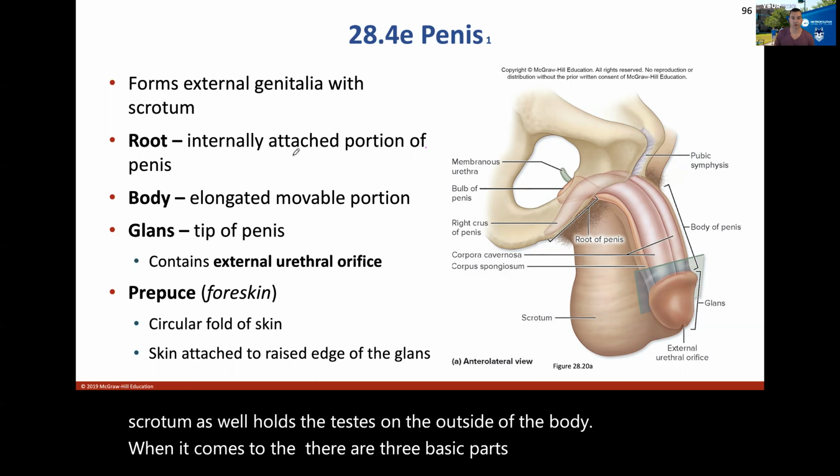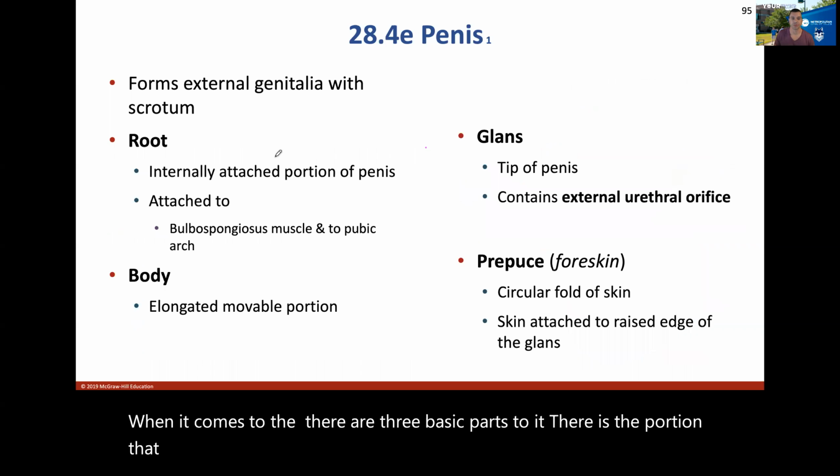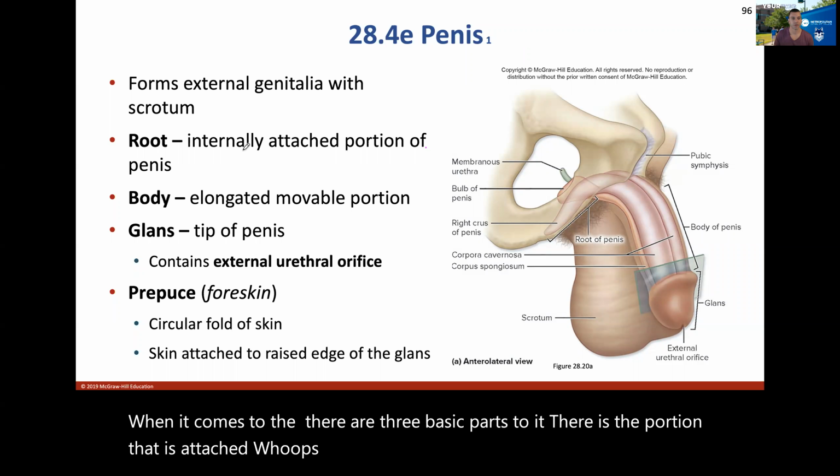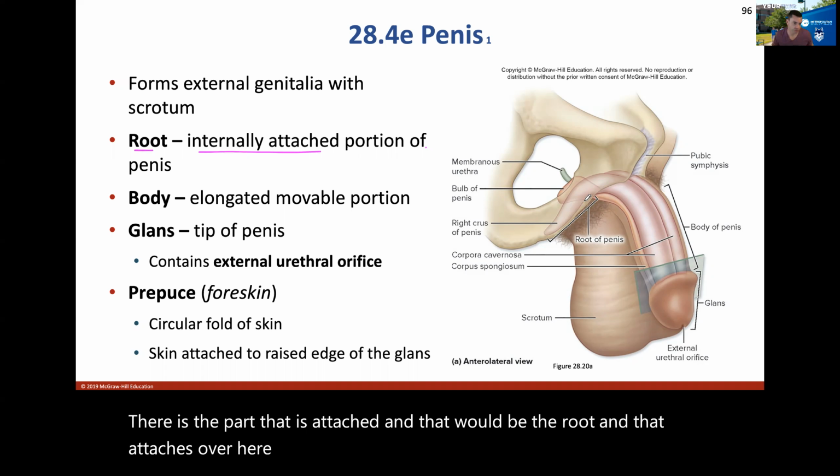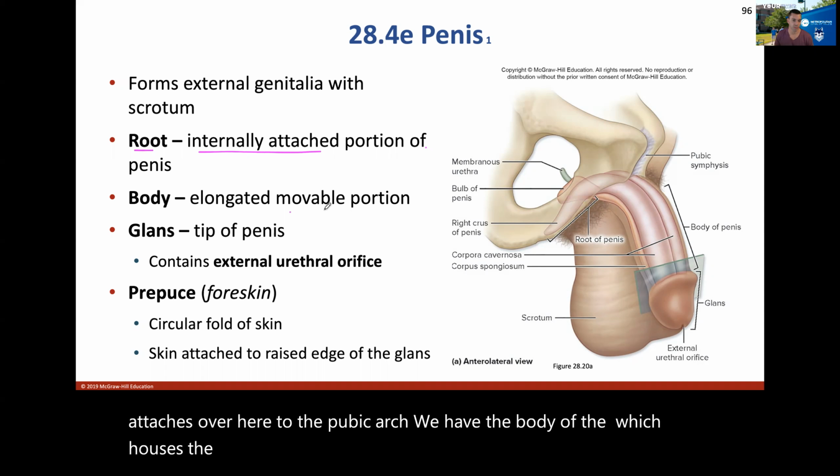There's the part that is attached, and that would be the root, okay? And that attaches over here to the pubic arch. We have the body of the penis, which houses the erectile tissue. That's the movable portion, pretty easy.